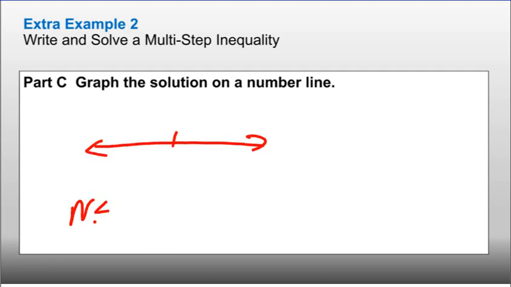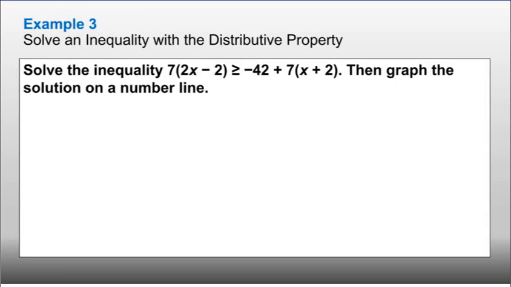N is less than or equal to 2. Put a 2 here. It can equal 2. It has to be less than, so it goes to the left. Next, solve the inequality and graph it on a number line.